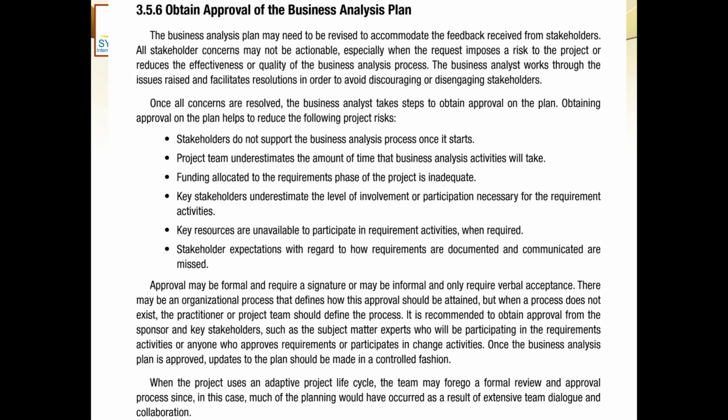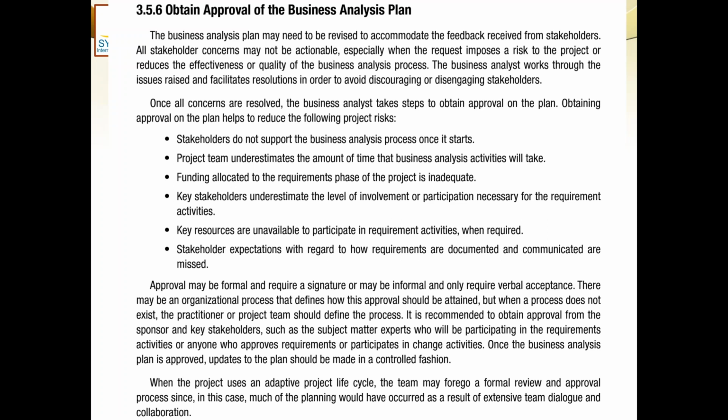All stakeholders' concerns may not be actionable, especially when the request imposes a risk to the project or reduces the effectiveness or quality of the business analysis process. The business analyst works through the issues raised and facilitates resolution in order to avoid discouraging or disengaging stakeholders. So we have to keep them happy. If at all we are not able to fulfill any of their requirements, that must be explicitly told to them: that this specific requirement which you had given, we are unable to fulfill it, maybe because it is outside of the scope of this project.